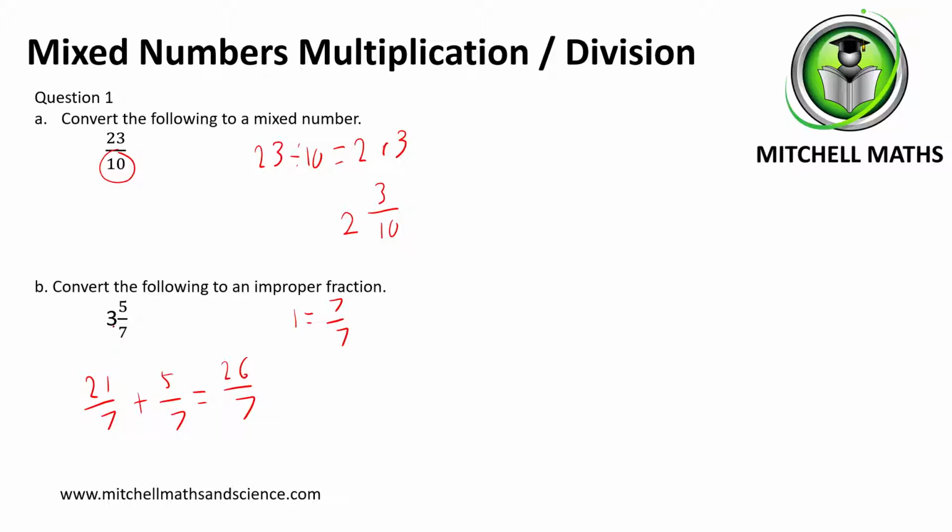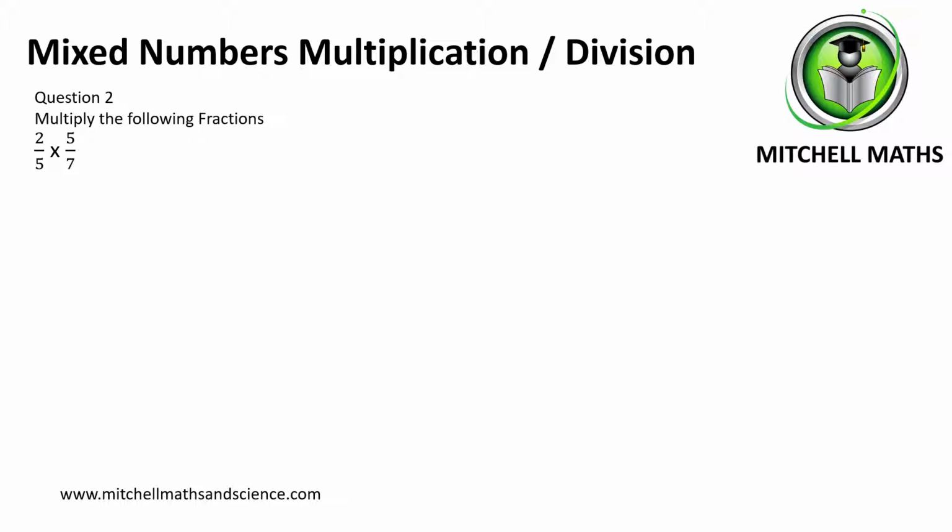So just think, how many sevenths are we going to have in 3? Well, that's going to be just 3 times 7. It's going to be 21, because we have 21 over 7. Add 5 over 7 in total. That's 26 over 7. So that's how to convert in between the two, which we need to be able to do if we're going to be able to answer these questions.